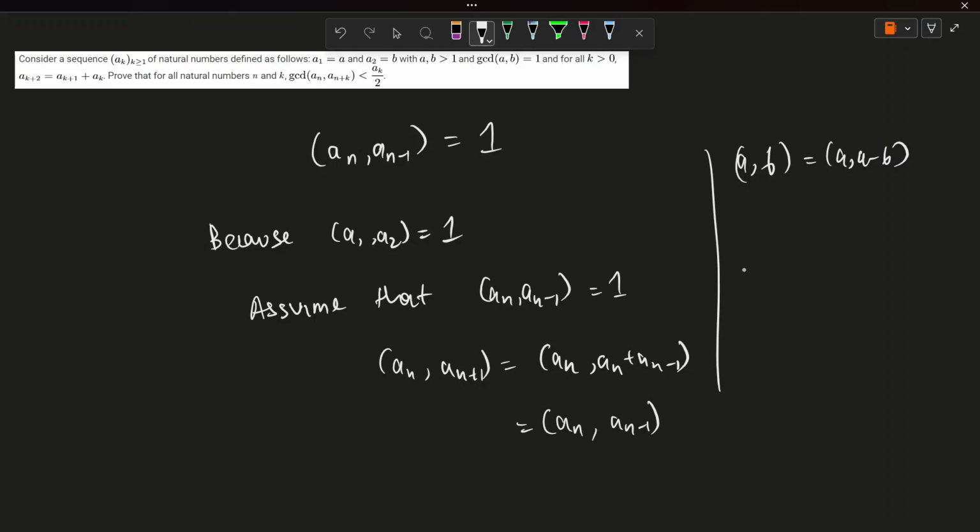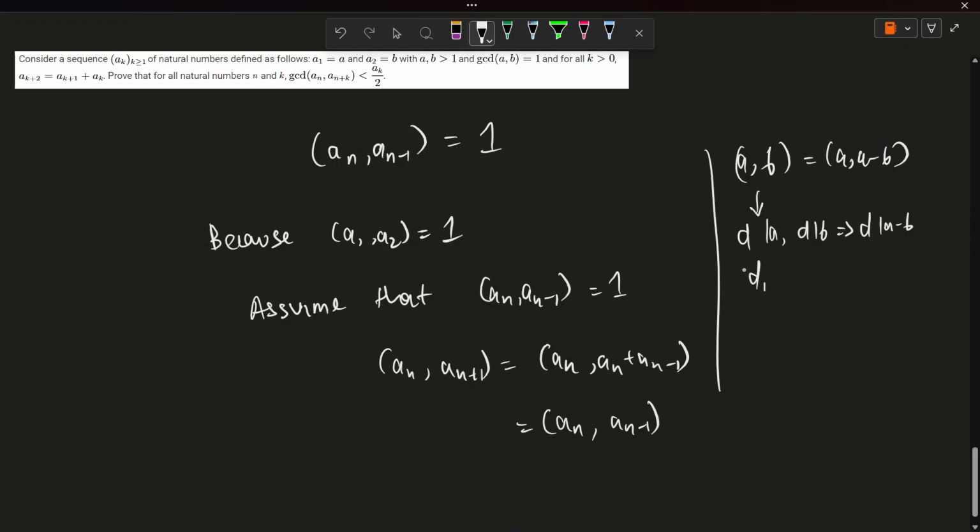A very short proof: suppose this GCD is d. So d divides a, d divides b, which implies d divides a minus b. Because d divides a and d divides a minus b, it should divide both of them. So it is one of the common factors. Now we will prove that this is the largest factor.